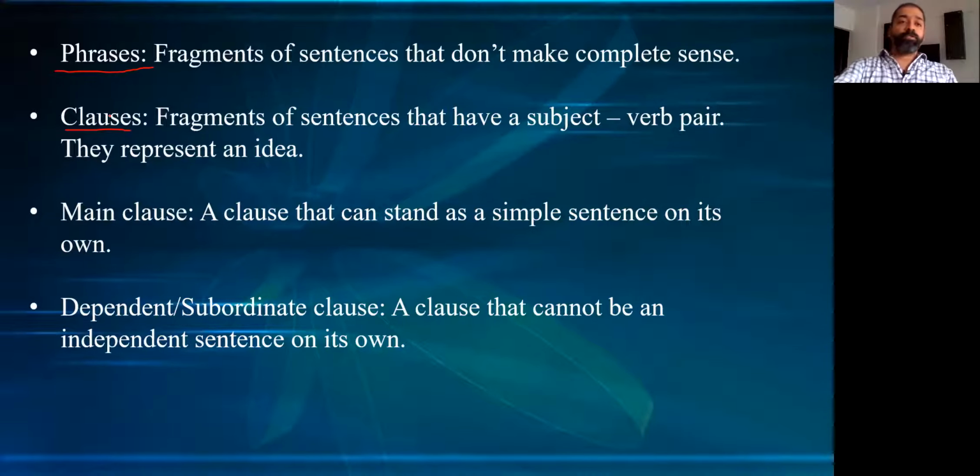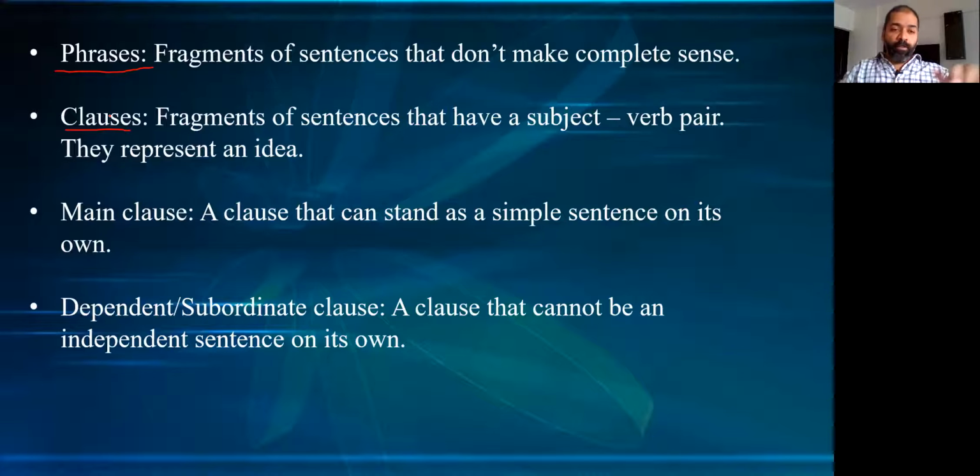The difference between a main clause and an independent clause is also important, because a main clause is something that can stand on its own. So it's a sentence. We just cut it off from a sentence and leave it, it becomes a separate sentence. That's a main clause. On the other hand, what is a dependent or a subordinate clause? It has a subject verb combination, but it cannot exist on its own as a sentence.